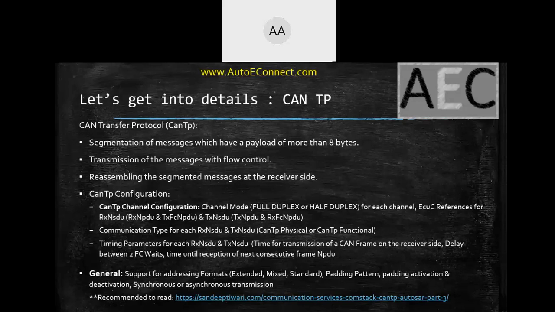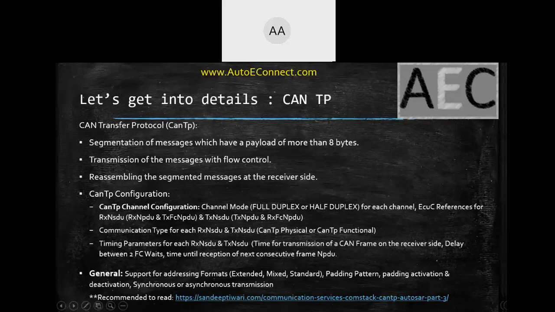Okay. And then we'll have to configure the timing parameters for each RX NSDU and TX NSDU. So what are these timing parameters? Timing parameters here are like the time for transmission of a CAN frame on the receiver side. And if, for example, you want to configure any wait frames, then you have to configure what should be the delay between each wait frame and the next wait frame, and then, until reception of the next consecutive frame, what should be the time for the respective NPDU.